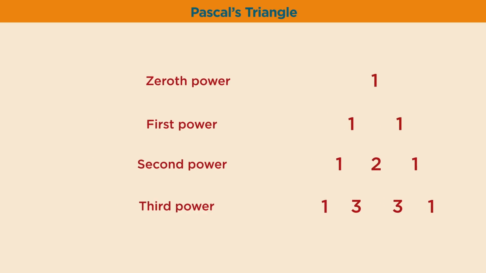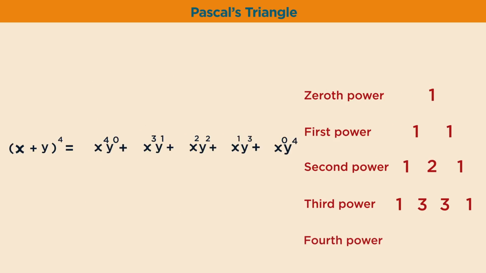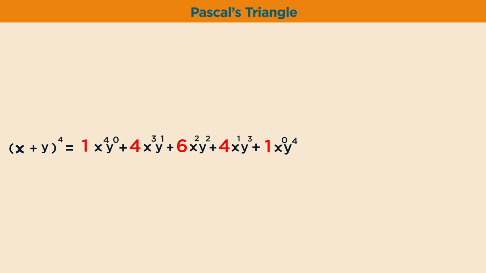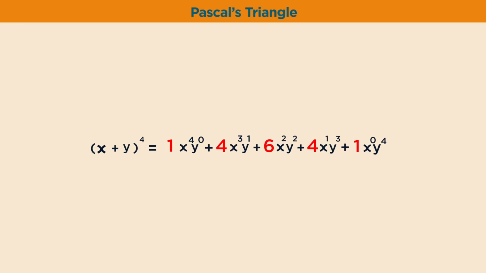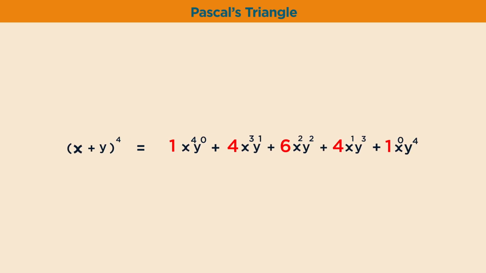Now let's go back to the expansion of x plus y to the power of 4, and let's use the Pascal's triangle to obtain the coefficients. We know the first and last terms are 1 and 1 respectively, and the intermediate terms are just 4, 6, and 4. So all that is left now is to put these coefficients 1, 4, 6, 4, and 1 here, and this gives us the complete expansion of x plus y to the power of 4.